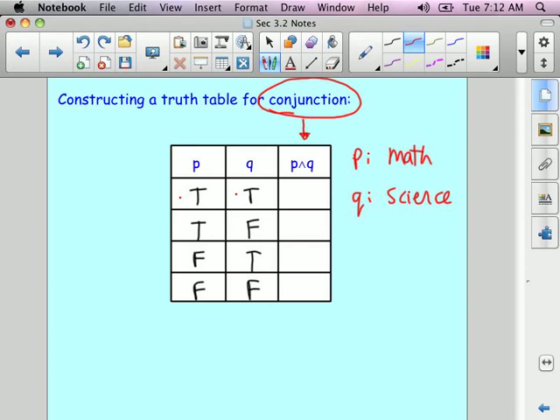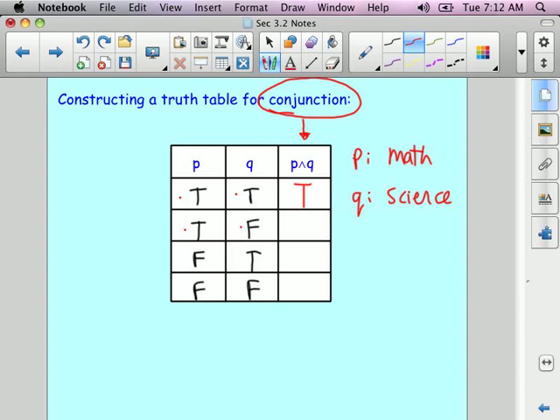Both of those parts are true. That means my statement P and Q is also true. Now let's say I go home and I say I have math and science homework tonight. I really have math homework, that part's true, but I don't have science. That's false. I'm lying right now.